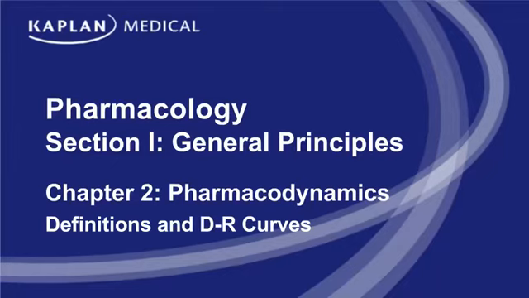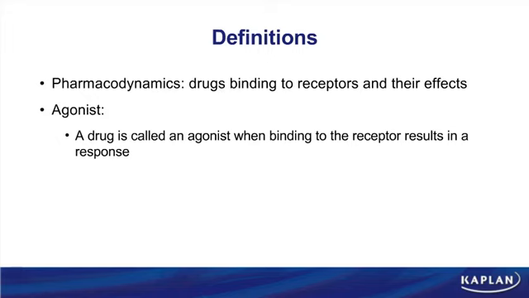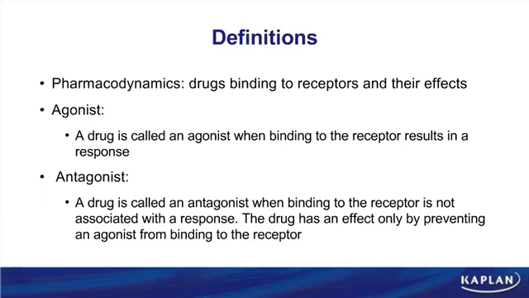Chapter 2 is going to deal with pharmacodynamics. We start with some basic definitions. When you think about the terms agonist and antagonist, they should be very easy terms for you to define. An agonist basically is a drug that's going to stimulate its receptor, causing a response, whereas an antagonist binds to the receptor and blocks the action of an agonist. The antagonist by itself is not associated with a response. It simply blocks the action of an agonist.